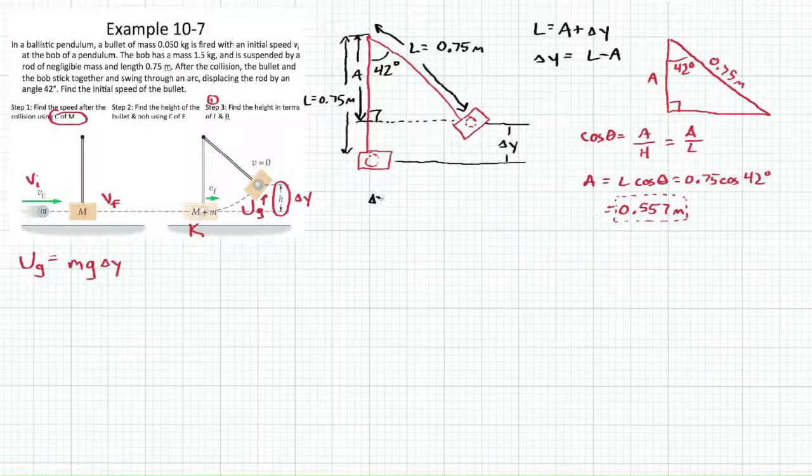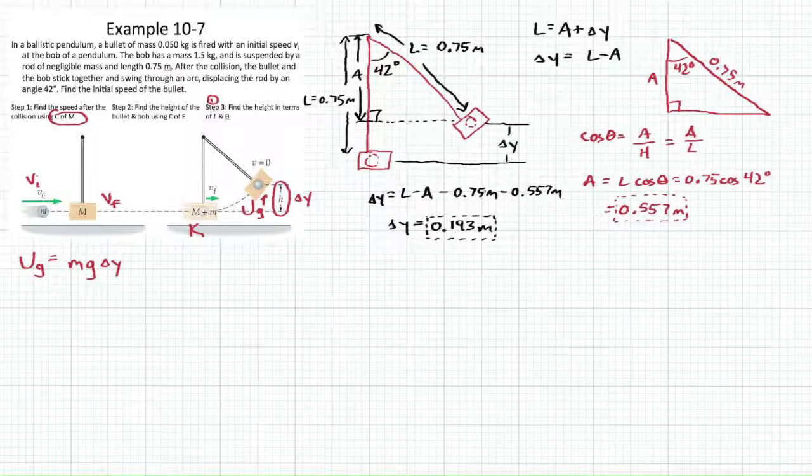And we can find y now by saying, okay, if delta y is going to be L minus A, then that's going to be, what's L? 0.75 meters minus 0.557 meters. And that means that delta y is going to be equal to what? 0.193. 0.193 meters. That's really going to be important, even though it's not the final answer.